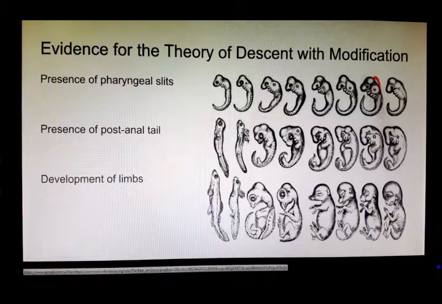Those are the precursors to gills. So the idea here is that life started in the sea. We all had gills at one point. So you would technically be related to a fish way, way, way in the past.